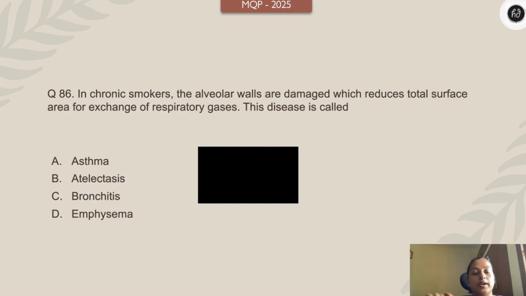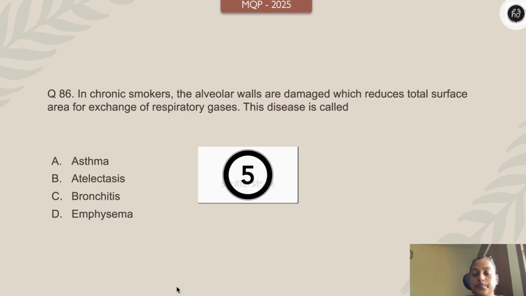Okay. In chronic smokers, the alveolar walls are damaged, which reduces total surface area for exchange of respiratory gases. This disease is called asthma, atelectasis, bronchitis, emphysema. Your time starts 3, 2, 1 right now.